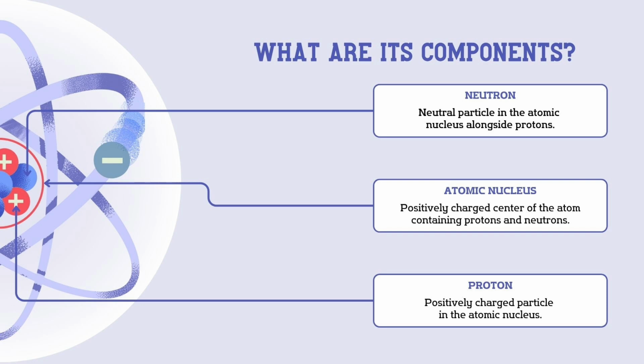Finally, orbiting the nucleus are electrons. These are negatively charged particles. They are much smaller than protons and neutrons and move around the nucleus in what we call electron shells or orbitals. So to summarize, atoms are comprised of a central nucleus containing positively charged protons and neutral neutrons, surrounded by negatively charged electrons orbiting in shells. The arrangement and numbers of these particles define the properties of each element.